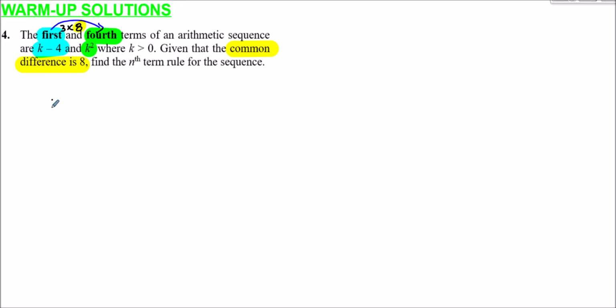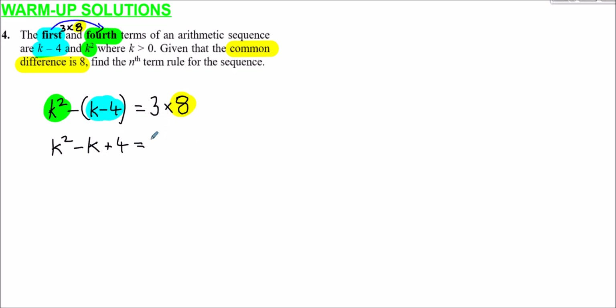So k squared minus the first term equals 3 times 8, where 8 is the common difference. The first term is k minus 4, and the fourth term is k squared. So if we neaten this up, we have k squared minus k minus minus 4, so that's plus 4, equals 3 times 8, which is 24.